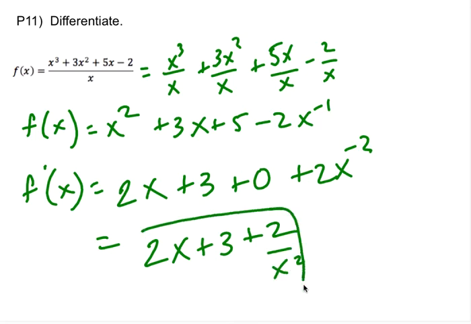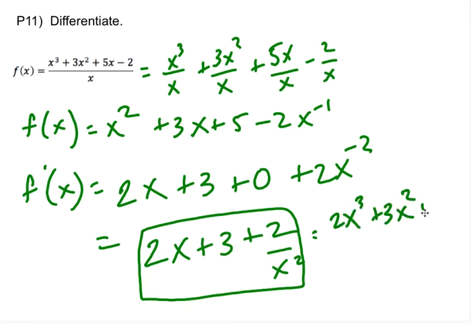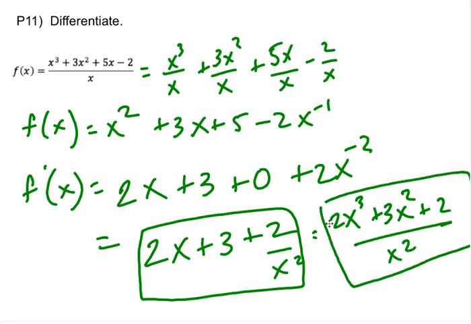That's what you'll probably see. If you needed to make this a common denominator, like if you were asked to do something with this, you might make them all have a common denominator of x squared, which would make this a 2x cubed over x squared plus a 3x squared plus a 2, and they would all be over x squared. So that's also fine. Same answer.